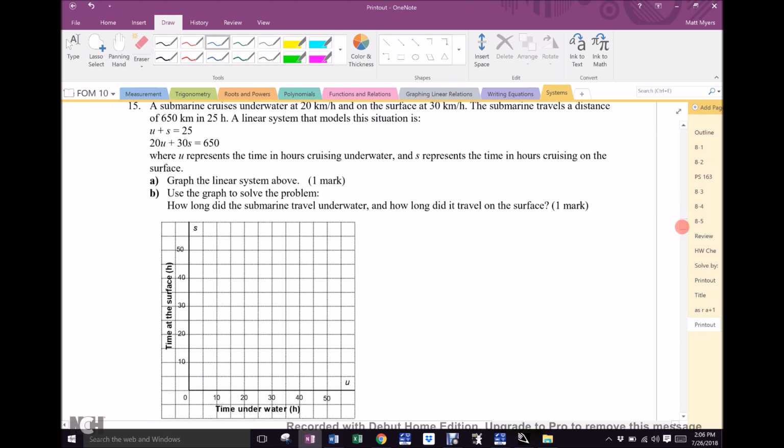And this said to use graphing. So u plus s is 25. So u plus s equals 25. s was the surface, so s equals -u plus 25. So I go up to 25, and I've got a slope of -1.